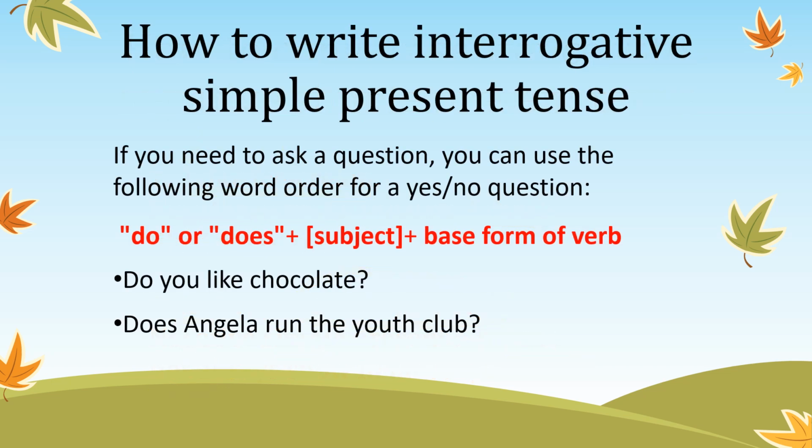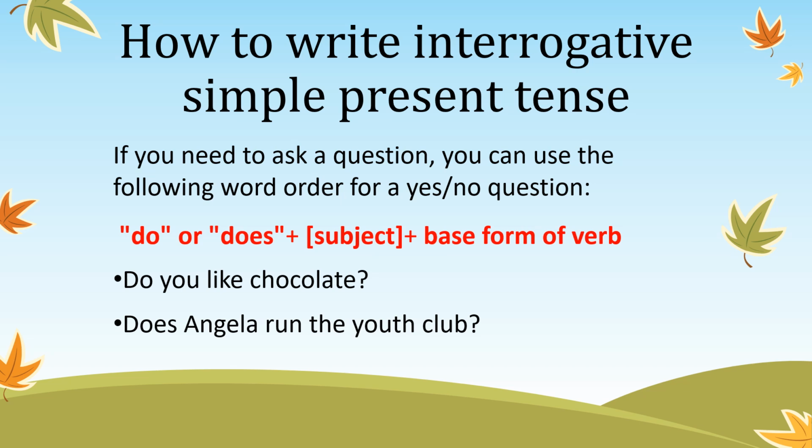How to write interrogative simple present tense? Now, what are interrogative sentences? Interrogative sentences are the sentences which are in the question form. Now we have two types of questions. The first one are those whose answers are always in the form of yes or no, and the second one are those whose answers are not in the form of yes or no. When the questions are such that the answers are always yes or no, then the syntax is this one.